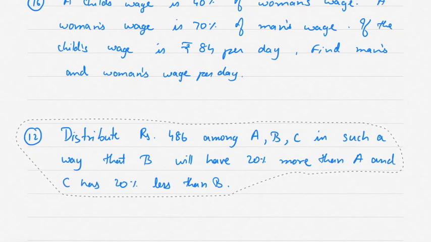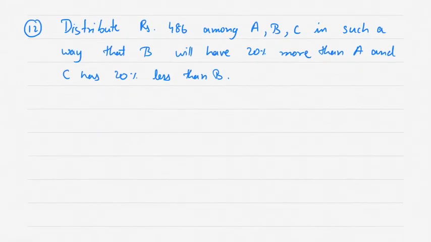Okay, question number 12. Distribute rupees 486 among A, B, C in such a way that B has 20% more than A and C has 20% less than B. So that means whatever A, B and C have in total, it is 486. Now, in such a way that B will have 20% more than A and C will have 20% less than B. So let A have 100 rupees. I'll see whether we get the correct answer or not.